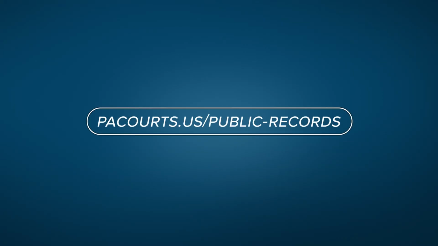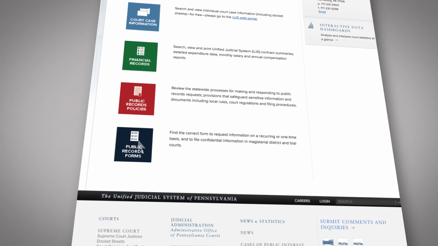The failure to do so may lead the court to require that you or your attorney take corrective action to properly file the document and impose appropriate penalties or sanctions. You can find a copy of the Confidential Document Form at your county courthouse or at pacourts.us/public-records. Click on the Public Records Form link at the bottom of the page.